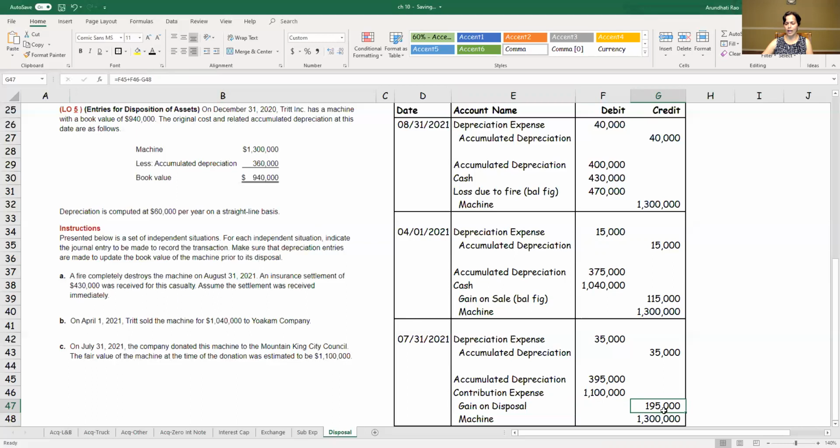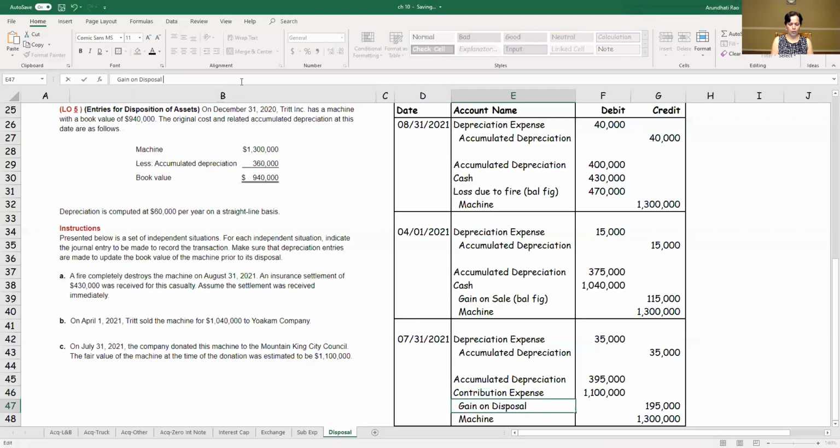I would have had a gain on disposal of 195. So how is that calculated? 1.3 million minus 395 is a book value. Book value, and I compare it to the fair value of the asset. And that tells me that I could have actually sold it at a gain of 195. So I recognize the gain of 195, but this 1.1 million fair value, that's a contribution expense. So in this case, again, the gain on disposal is going to be the balancing figure.